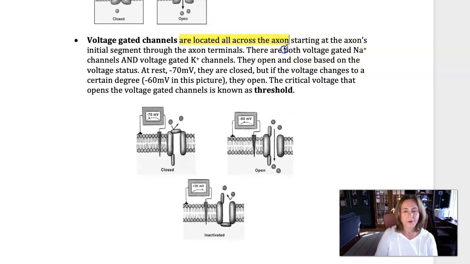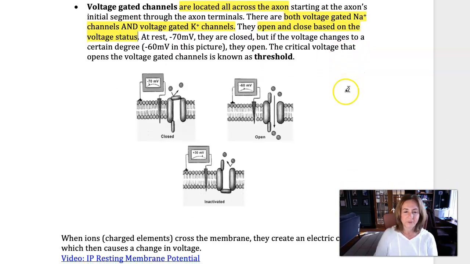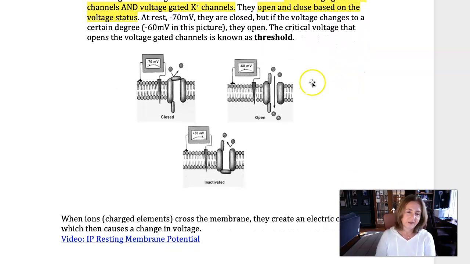There are both voltage-gated sodium and potassium channels, and what they do is they open based on the voltage status. So here's a voltage-regulated sodium channel that I have in the notes. You can see the recording electrode is inside the cell. It's resting at negative 70 millivolts. That voltage-gated channel is closed.